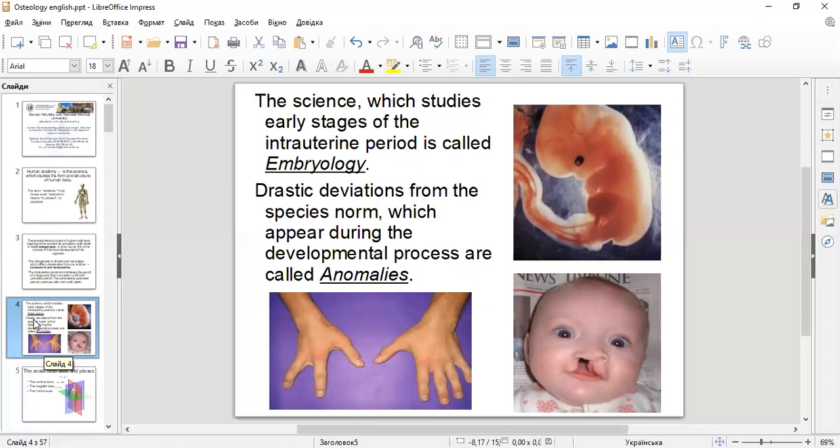Drastic deviations from the species norm which appear during the developmental process are called anomalies. In the picture, you can see anomalies of the oral cavity, anomaly of the upper limbs, and anomalies of the phalanges.